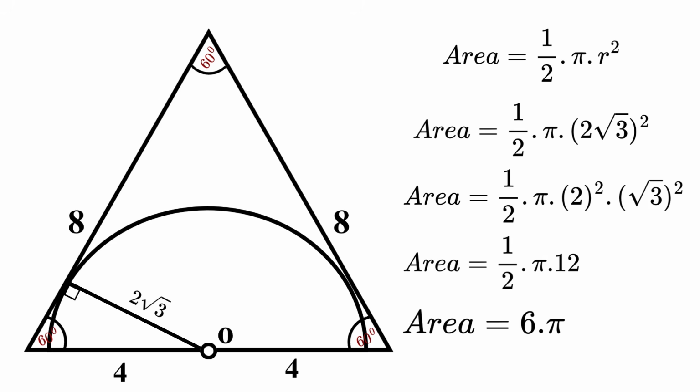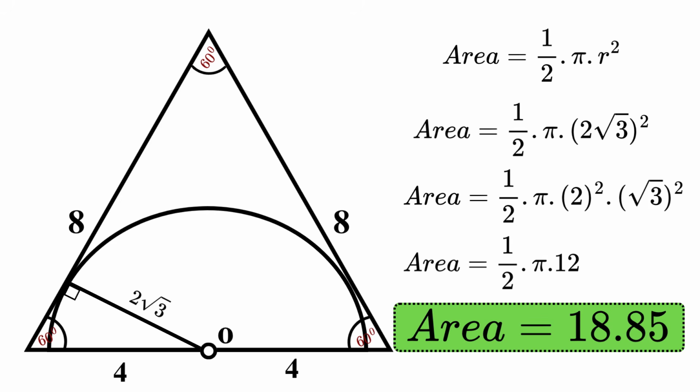We know the value of pi is 3.1416. So by putting this, the area is approximately 18.85 square units, which is our required result.